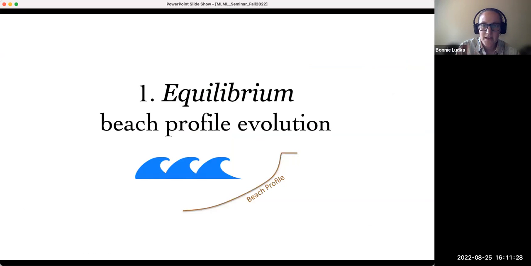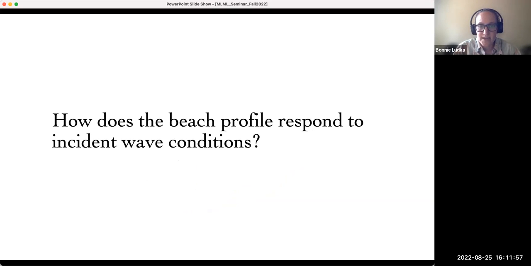All right, so what have we done with these really cool data sets? Well, first off, we'll talk about equilibrium beach profile evolution. For a little bit of context, in Southern California and many beaches elsewhere, our beaches rock between a summer sand berm and a winter offshore sandbar, back and forth between these two states. But we want to understand how the beach profile, how that rocking, responds to incident wave conditions.